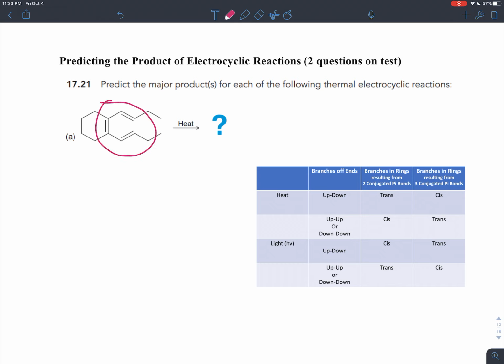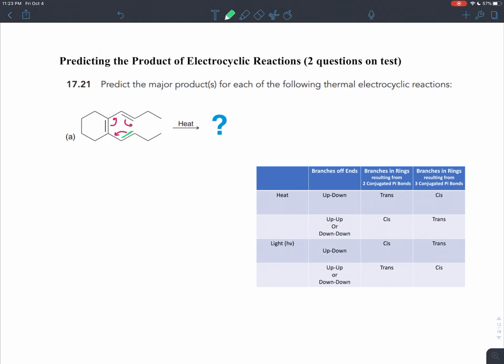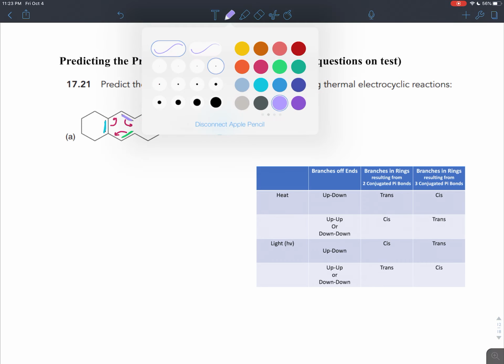So you can take that area and pick a direction, either clockwise or counterclockwise, and move each of those pi bonds over in that direction. So here I chose to move clockwise. And just so we can better follow the movement of the electrons, I'm going to draw them in these colors. So that will be green, this one will be blue, and then the top one will be purple.